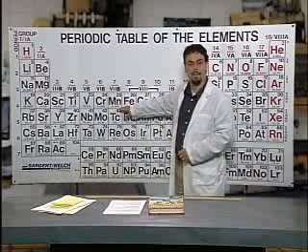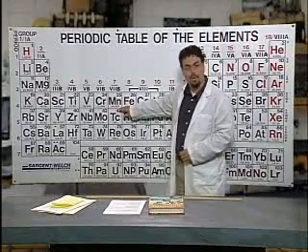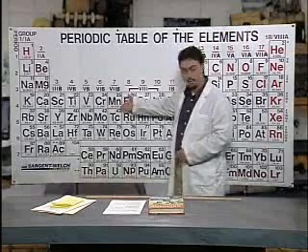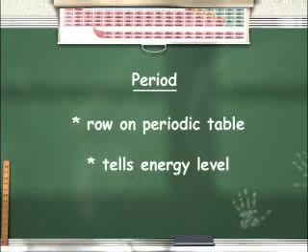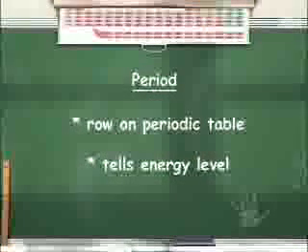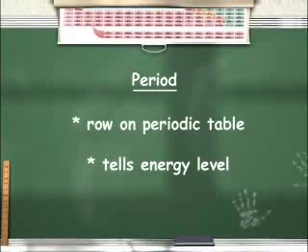Remember how we said that the properties of an element repeat in a periodic way? Well, the rows are called periods. A row on the periodic table is called a period. There are 7 rows. An element's row number tells us the principal quantum number for the outermost electron of that element. So an element in period 2 would have a principal quantum number of 2, and its outermost electron would be on the second energy level.